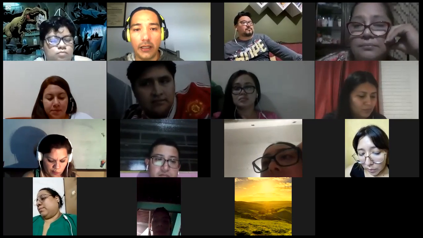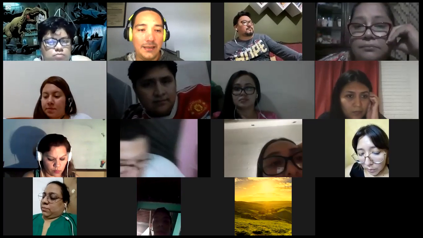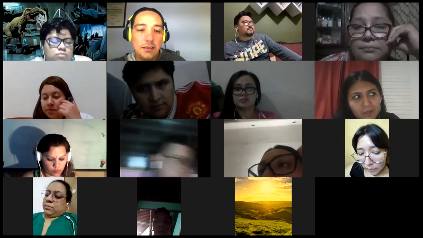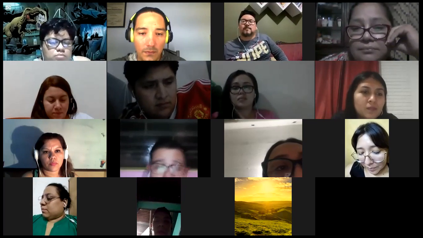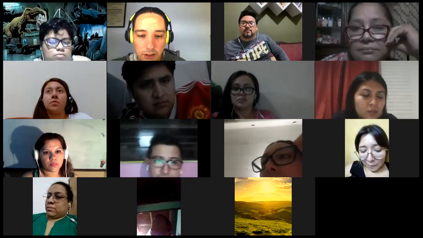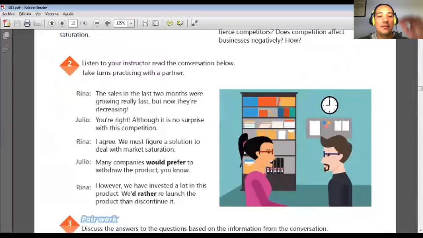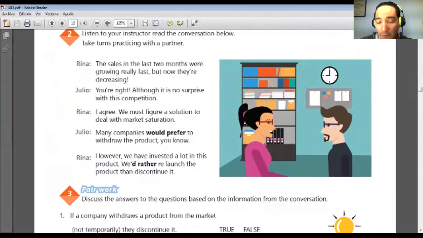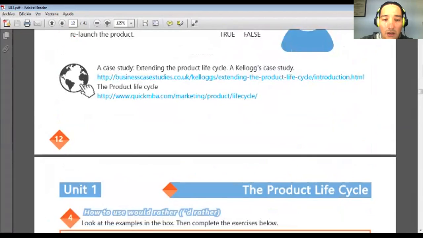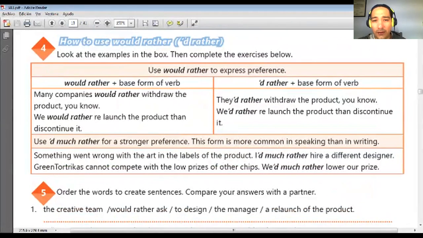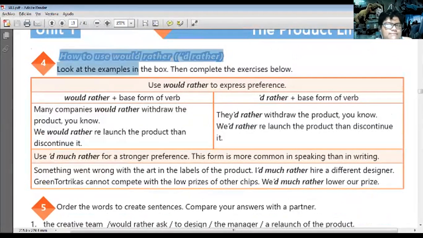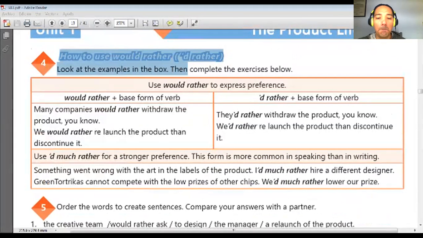We're going to continue with the topic. Let's put this into context, and tomorrow we're going to use the following conversation on your student's book, which is related to this. We're going to practice it tomorrow and move on to the grammar topic. I will prepare something better for you regarding would rather, but this time, let's take a look at the grammar really quick. This is on page 13, and we have to learn the use of would rather. Can you see the screen? Yes. How to use?